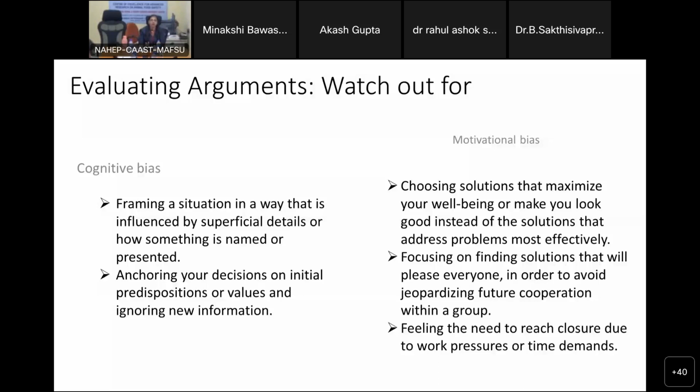And motivational bias: choosing the solution that maximizes your well-being or makes you look good instead of the best solution. You just want to look good.